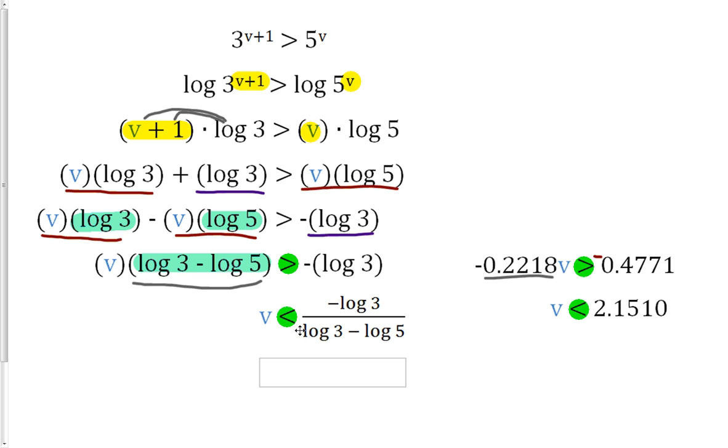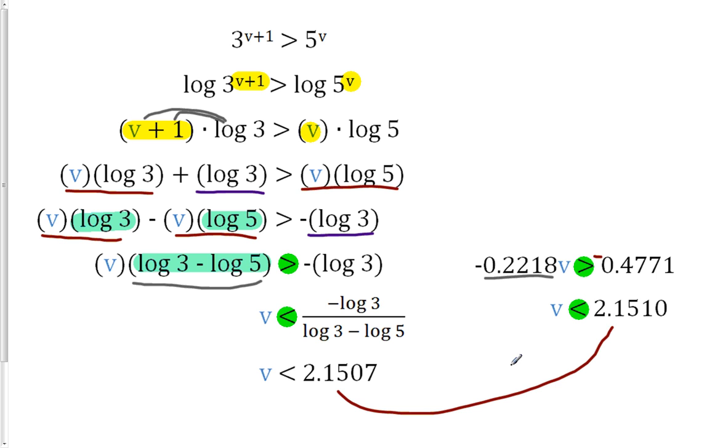And then we take our calculators out and we can get an approximate answer: v is less than 2.1507. Now you'll notice here I got slightly different answers between these two, and that's because of rounding error. Even though you could technically evaluate it all the way up here when we have constants, the reason we like to keep it in exact form until this very last step is because otherwise you start to accumulate lots of rounding error.